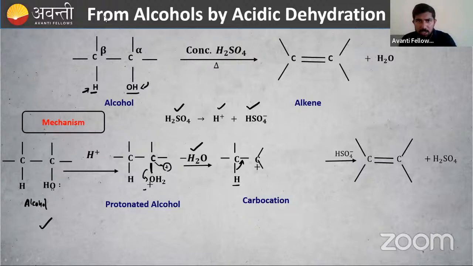I hope the mechanism is clear to you. Acidic dehydration. So no need to stress on the mechanism. Simply you can remove H and OH, then add the double bond, you will get the product, right? I hope this is clear to you. Acidic, that is H2SO4, dehydration, remove the water. Okay, so that is happening here, right?